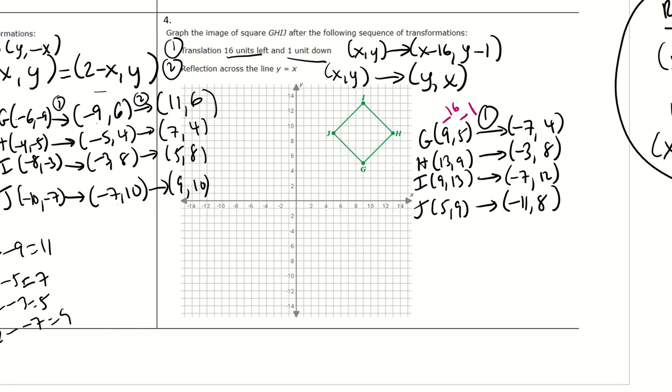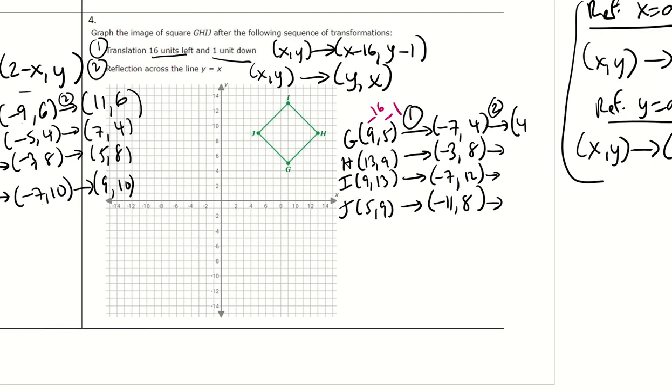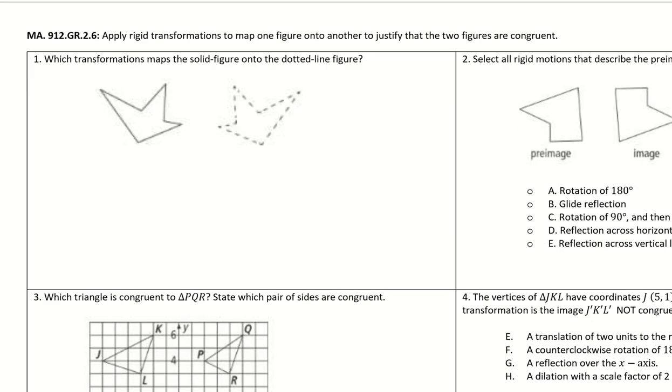All right, so then we're going to transform it one more time. And let me just erase this circle here. All right, so now we're going to switch the x and the y coordinate, and that is it. So (4, -7), (8, -3), (12, -7), (8, -11). And those are your coordinates. And then you can go ahead and graph them, get your final image.